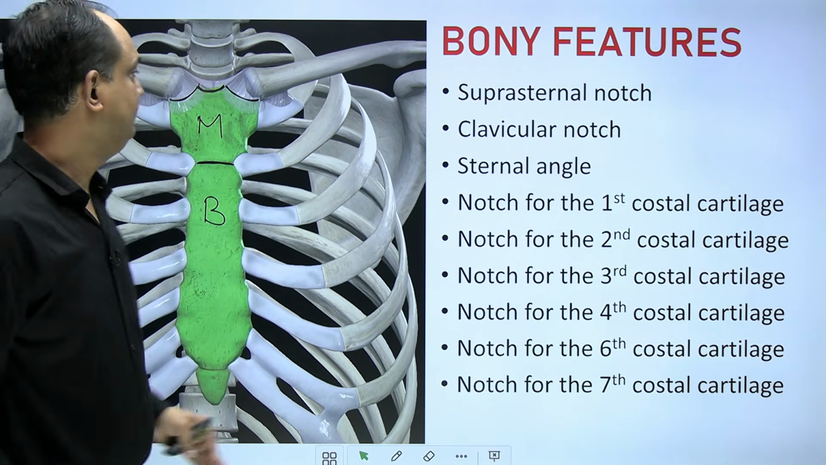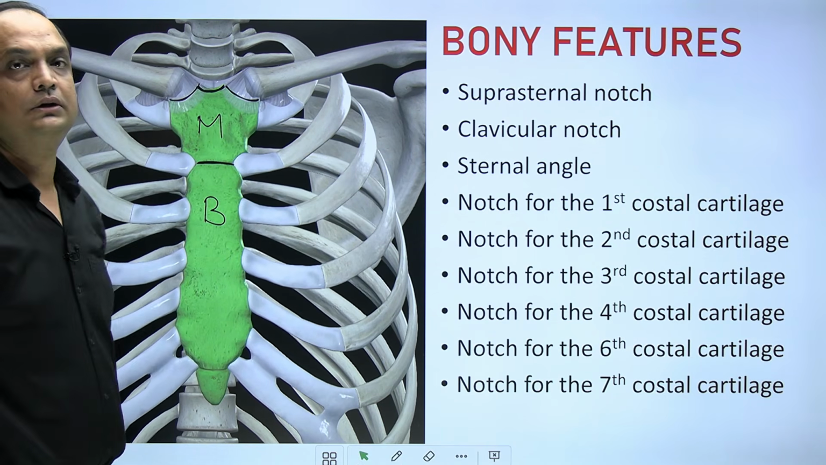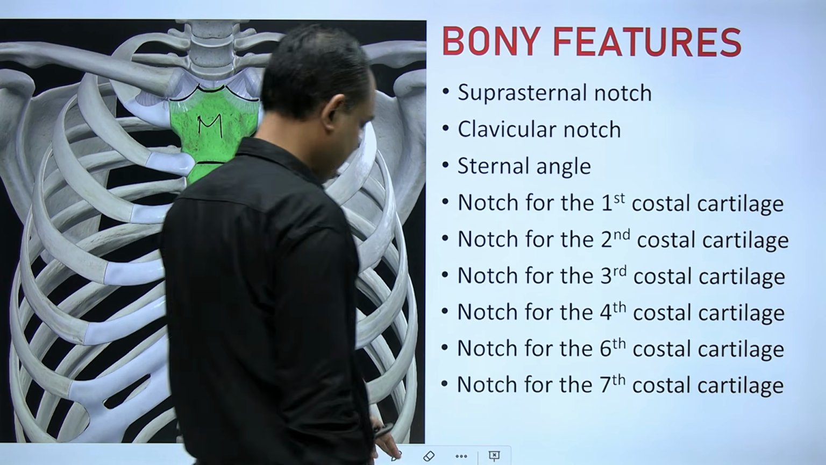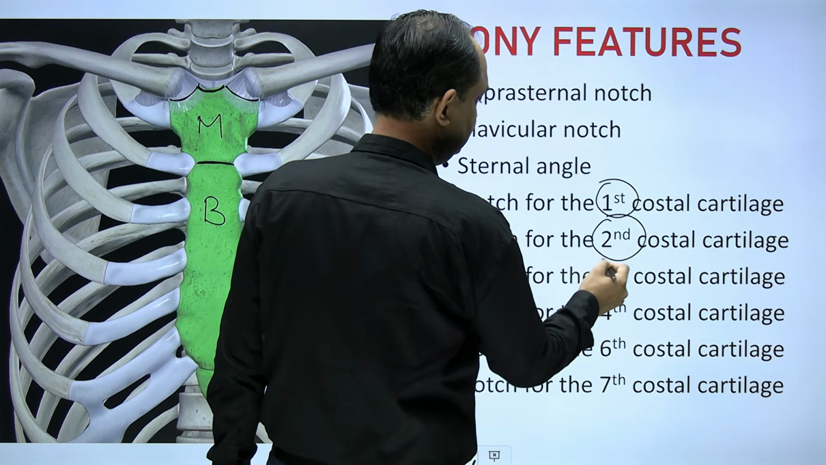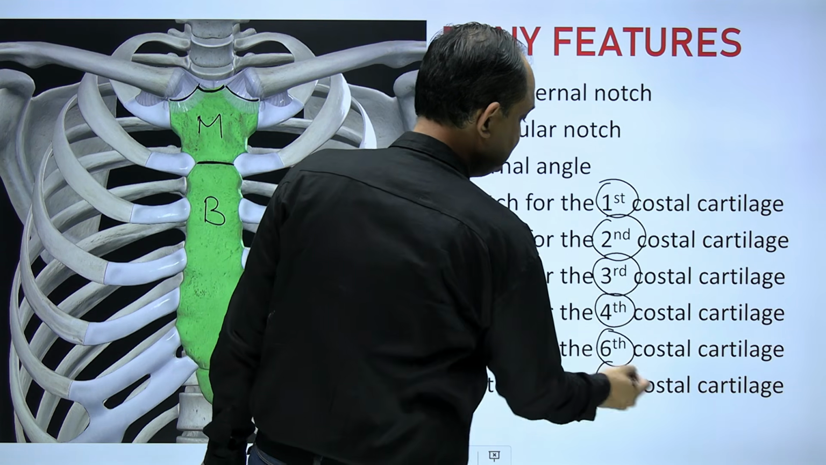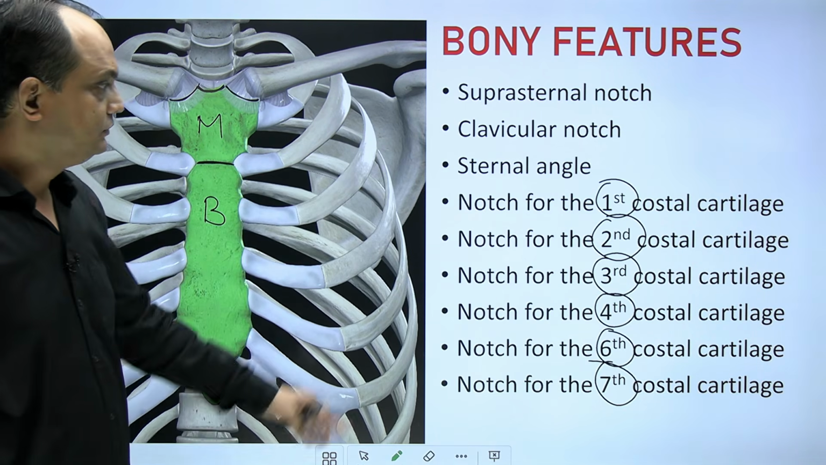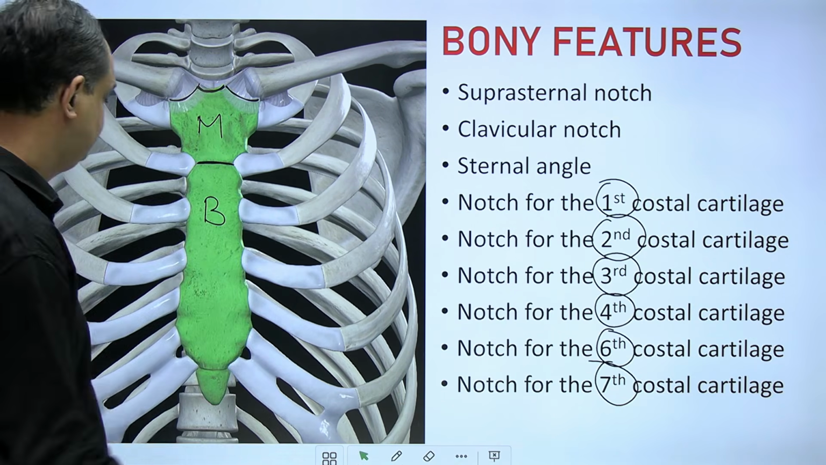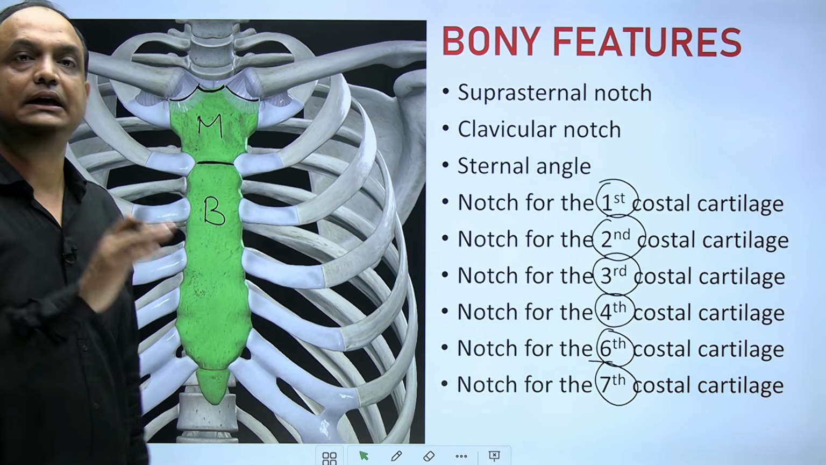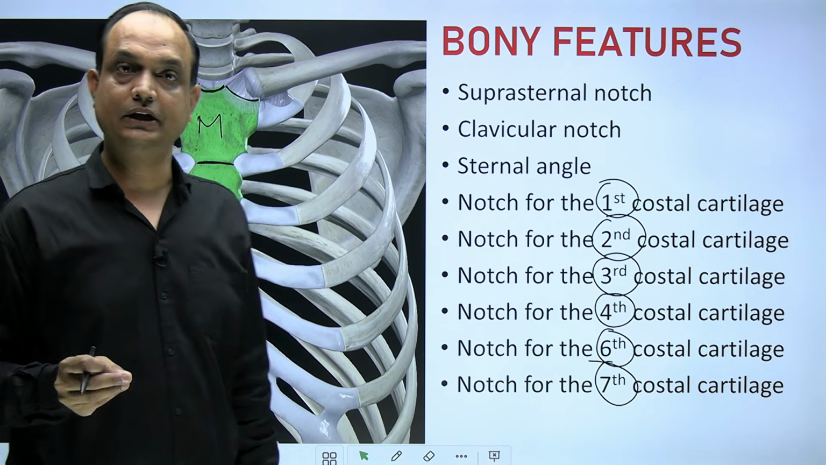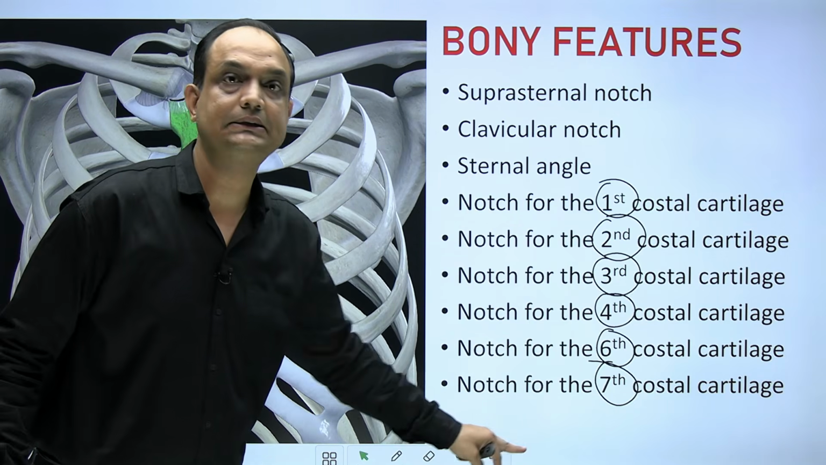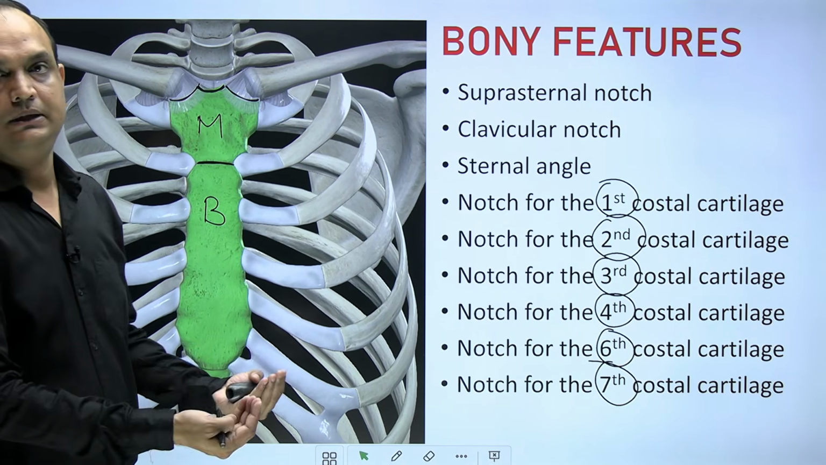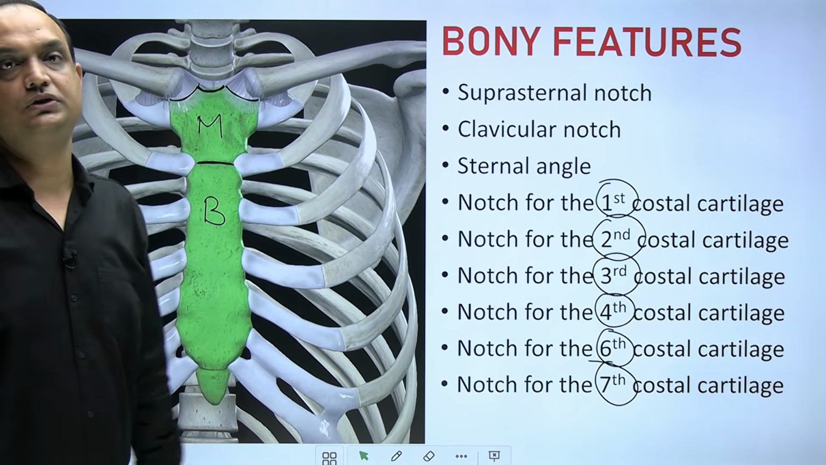Now apart from that, when you look at the side of the sternum, you will find multiple facets. These facets are related to the first, second, third, fourth, fifth, sixth and seventh costal cartilages. Here you may have a question in your mind: we don't have facets for all 12 ribs. The 11th and 12th ribs are floating ribs, and the remaining 8th, 9th and 10th ribs join the rib above. They will not directly approach the sternum.